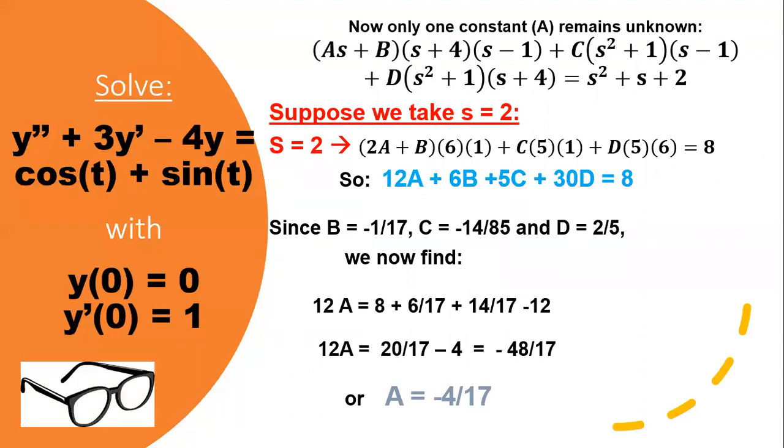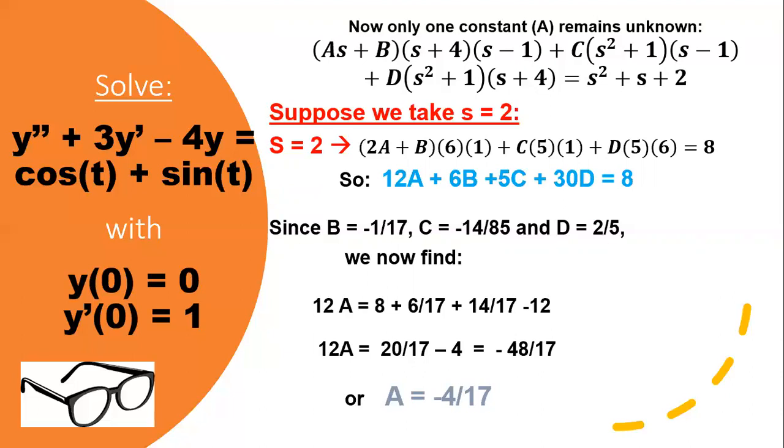Again, a substitution now will help us to find the remaining constant. We could really take s to be anything we wanted at this point. I've chosen s equal to 2. Taking s equal to 2 gives us that 2a plus b times 6 times 1 plus c times 5 times 1 plus d times 5 times 6 must equal 4 plus 2 plus 2. In other words, we see that 12a plus 6b plus 5c plus 30d must equal 8.